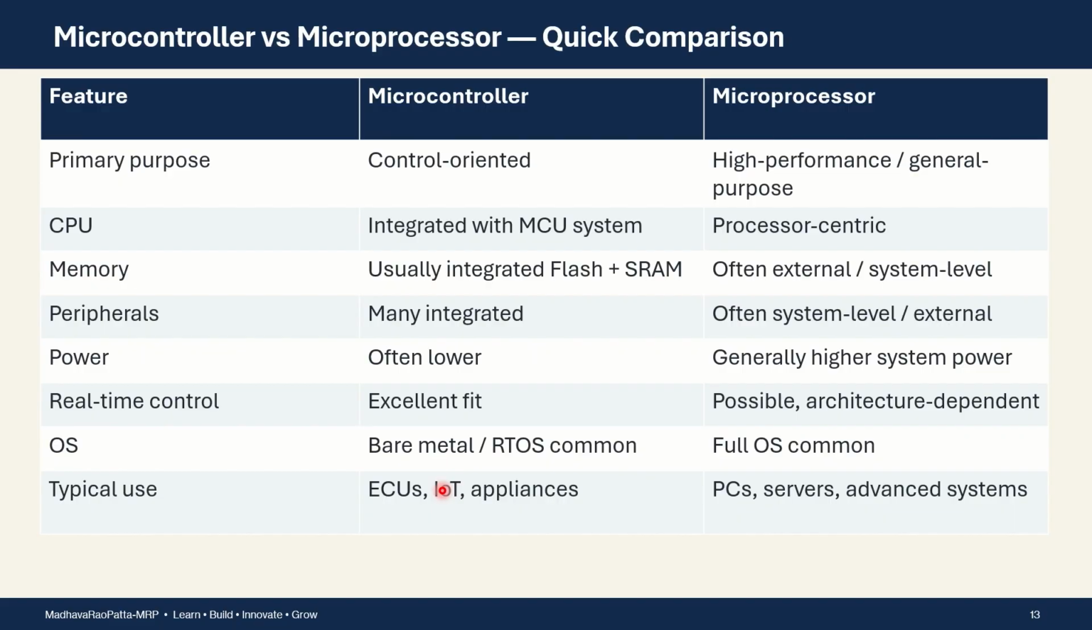Microcontrollers are commonly used for real-time embedded control, but microprocessor systems often rely more heavily on additional system resources. Microprocessors and SoCs, system on chips, are commonly used when we need higher computing performance or rich operating systems.